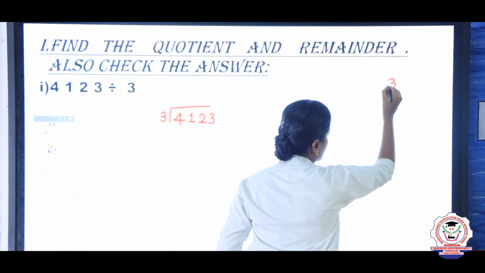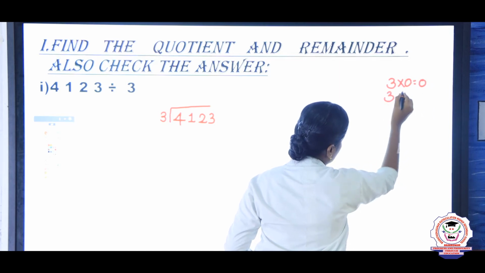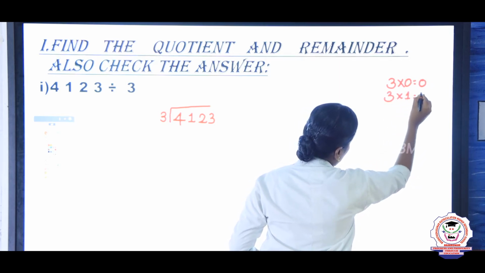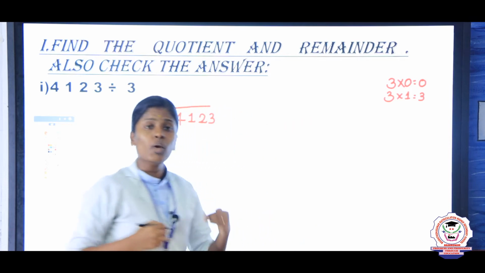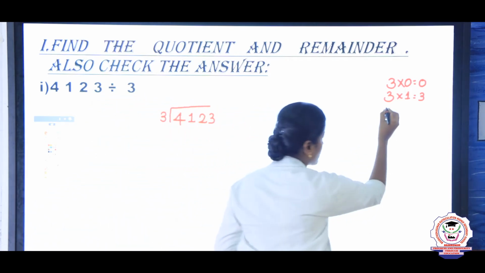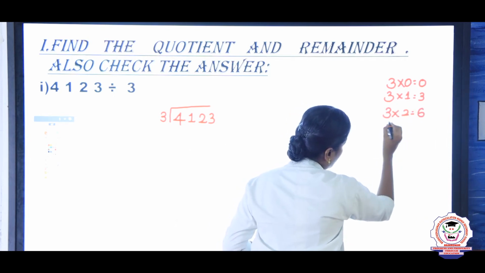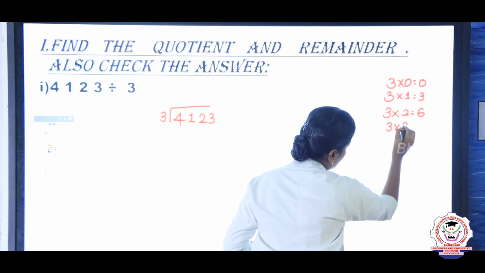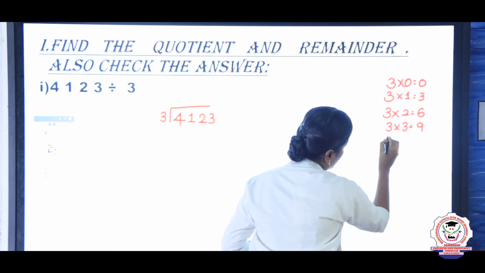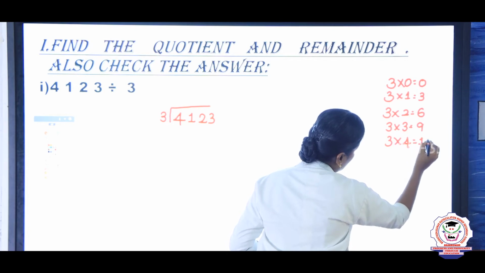3 zeros are 0, next 3 ones are 3, that is 3 times 1 is 1 times 3. So 3 ones are 3, and next 3 twos are 6, then 3 threes are 9, then 3 fours are 12.